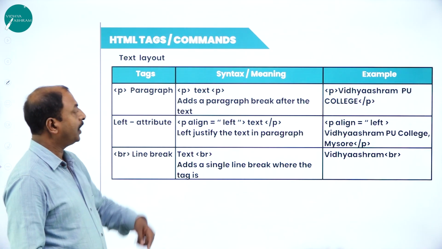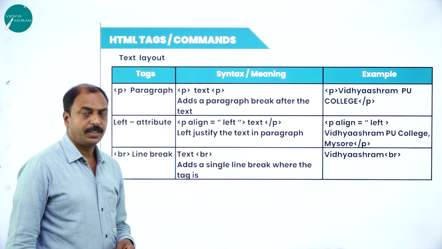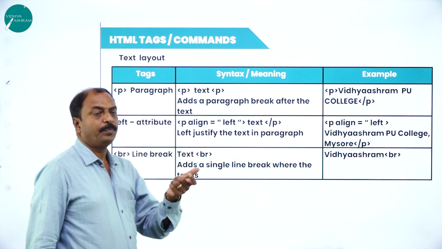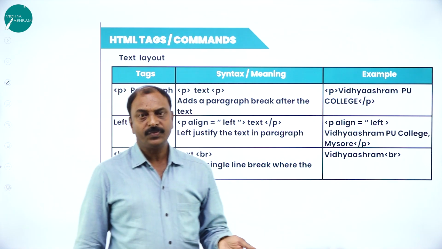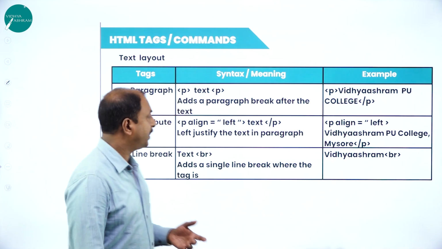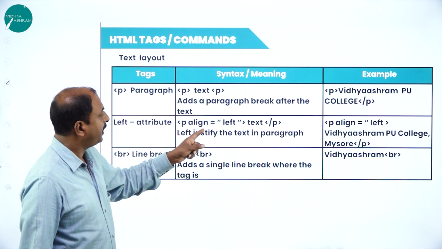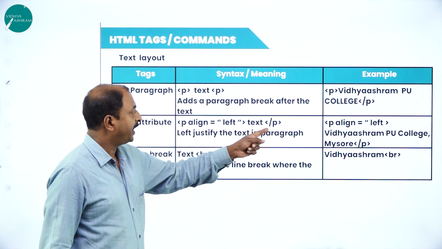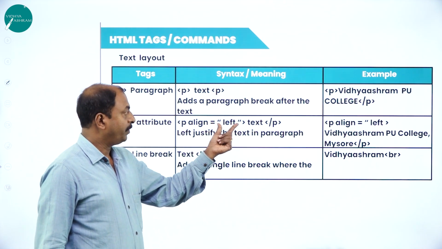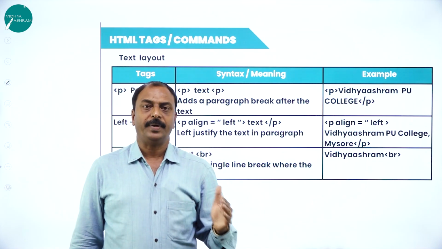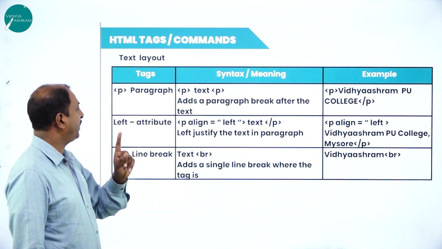This is text layout. Here we start with P, the paragraph tag. You know what a paragraph is? Any paragraph in a web page can be aligned either left, right or center. One example is the left attribute. If you write P align equal to left, then the text, and you have to close the P tag, the paragraph tag. The particular text will be aligned left on your web page. That is the meaning of paragraph alignment left.